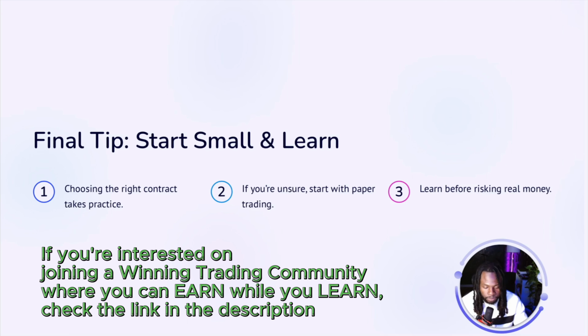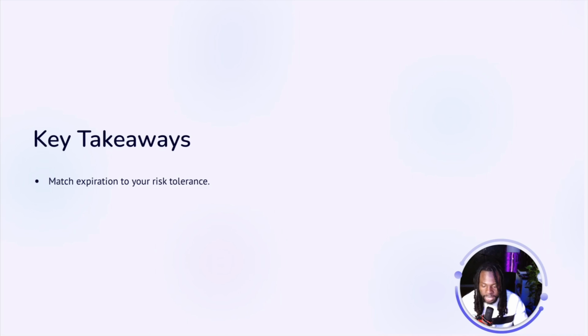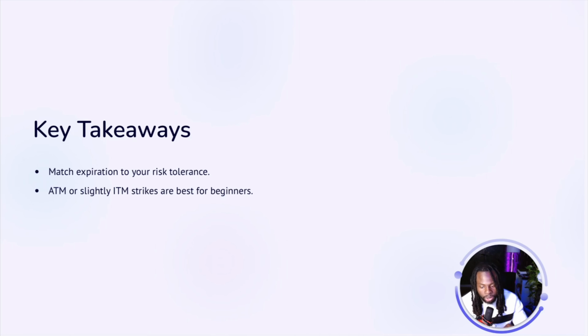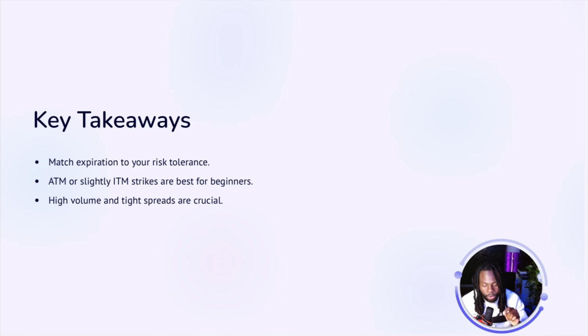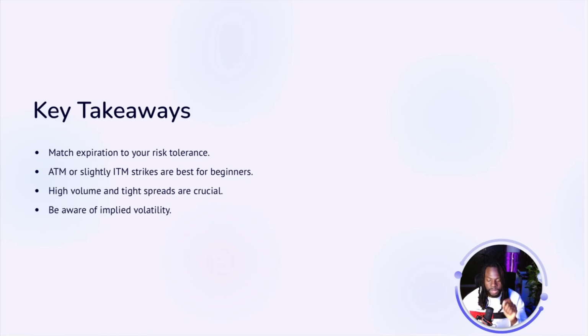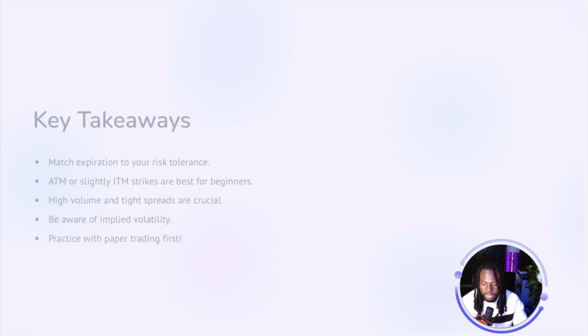Pretty simple. So let's talk about some key takeaways. You need to make sure to match your expiration to your risk tolerance. Second, at the money or slightly in the money strikes are best for beginner traders because they're less risky. High volume and tight spread are really, really important when choosing your contract. Also, high open interest too. And definitely be aware of implied volatility. Again, the higher the volatility, the more expensive the contract is. Definitely be aware of that.